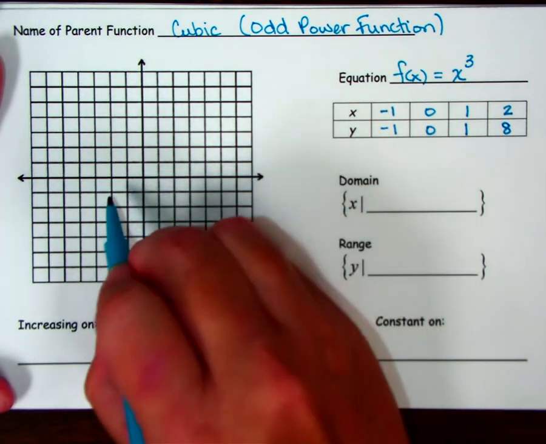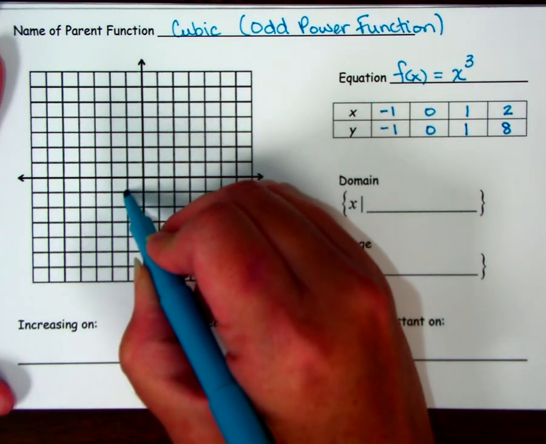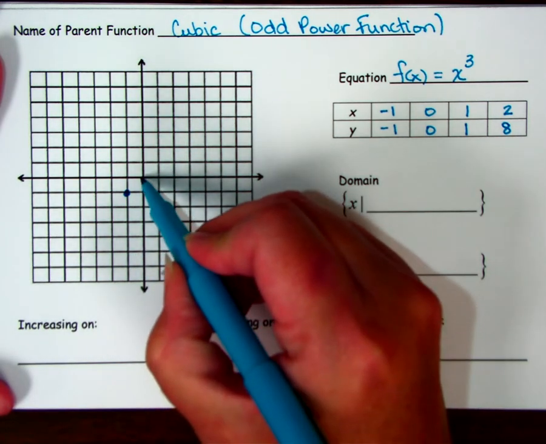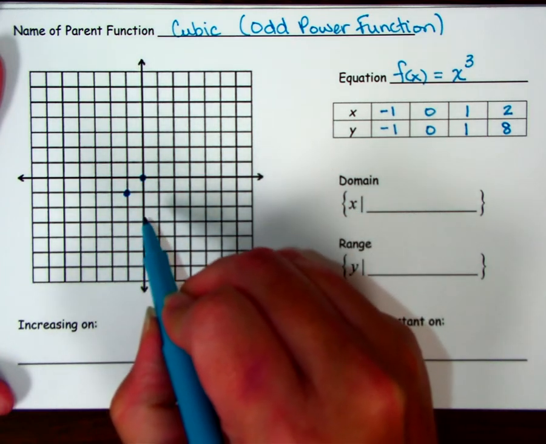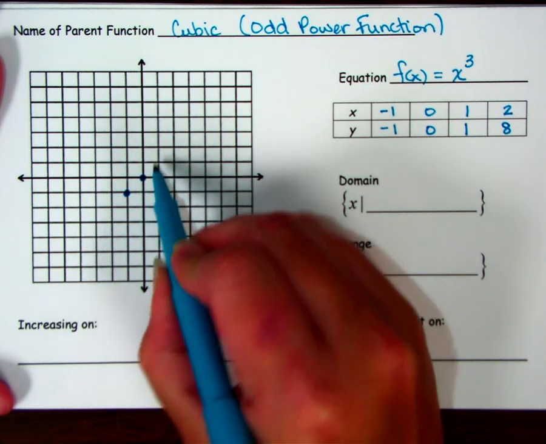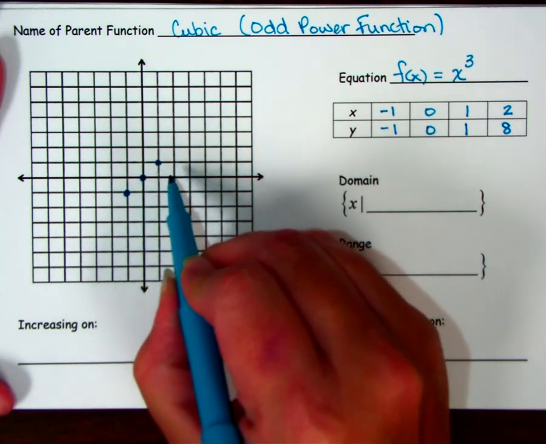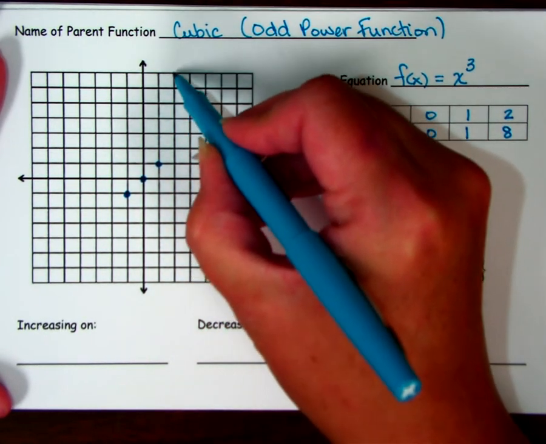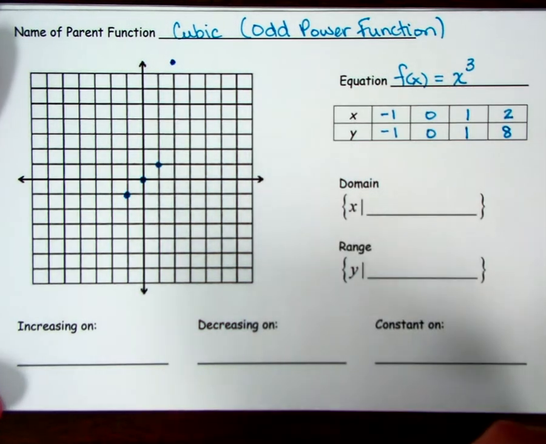So if I do -1, -1, that means I start at the origin, I go to the left one and down one. 0, 0, start at the origin, I'd go over none and up none. 1, 1, start at the origin, go to the right one and up one. And 2, 8, so I'd go 2 to the right and 8 up. 1, 2, 3, 4, 5, 6, 7, 8. Kind of falls off the graph, but I can see approximately where it belongs.